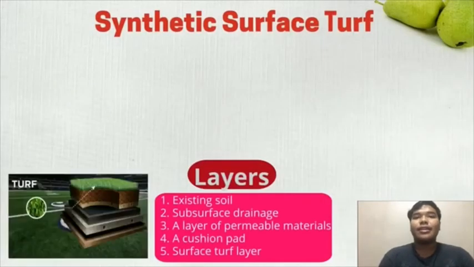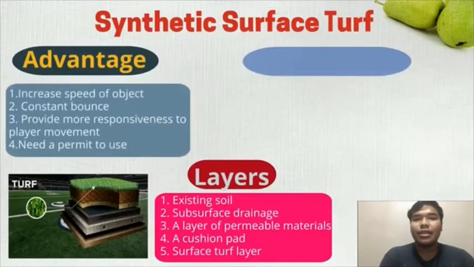Next is synthetic surface turf. There are 5 layers for synthetic surface turf, which are: the first is existing soil. Second layer is subsurface drainage. Third layer is a layer of permeable material. Fourth layer is a cushion part, and fifth layer is the surface turf layer.